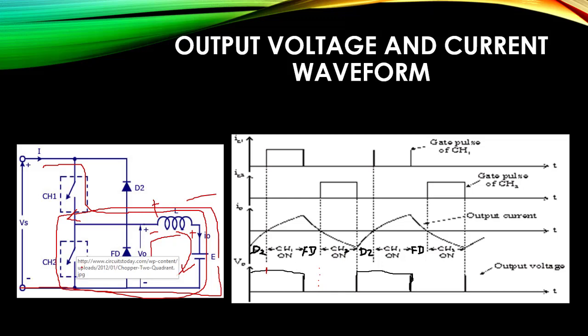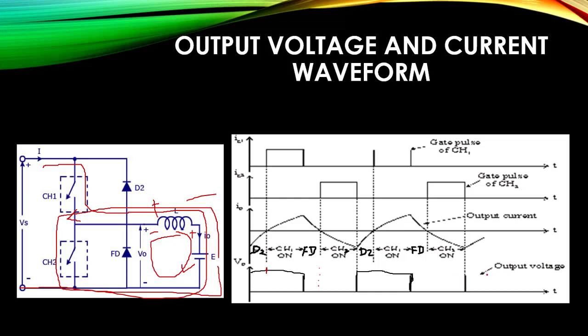Then again, when switch 2 is off, the inductor releases its energy through this diode D2, so at this time you will get this output voltage. Before this CH1, D2 was conducting, so here also there would be output. That's why I have put them together. Whenever CH1 or D2 conducts, there is output. Then again CH1 is on, so we will get this output. Like this, you can draw the waveform for output voltage.